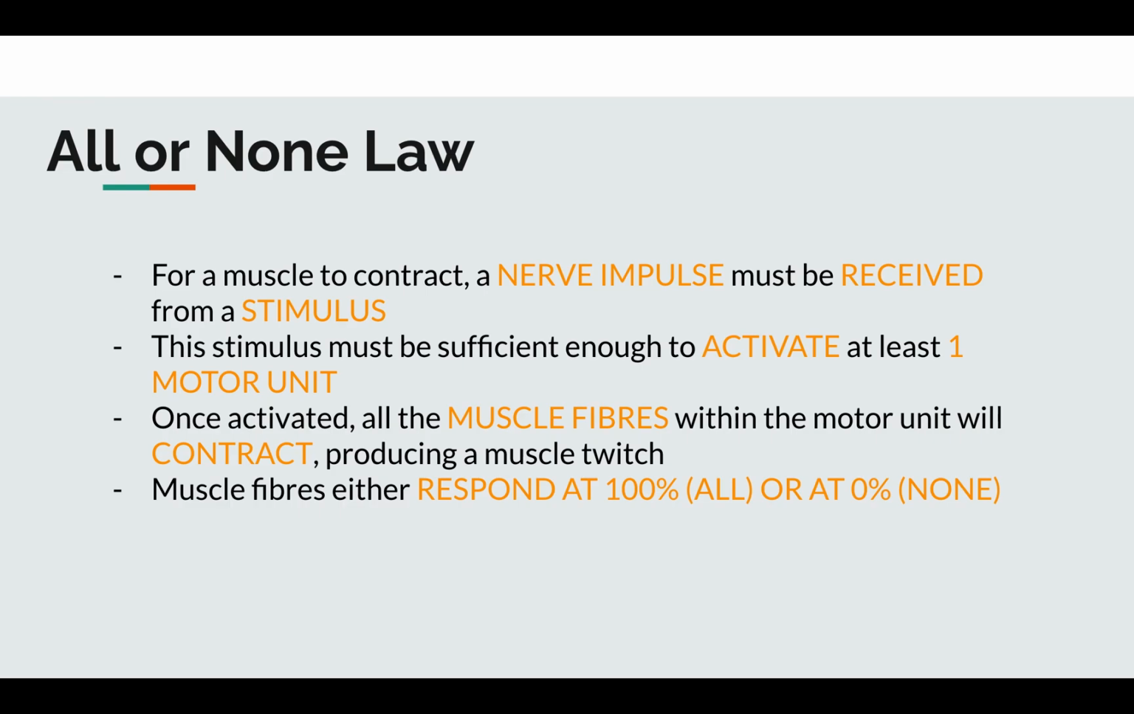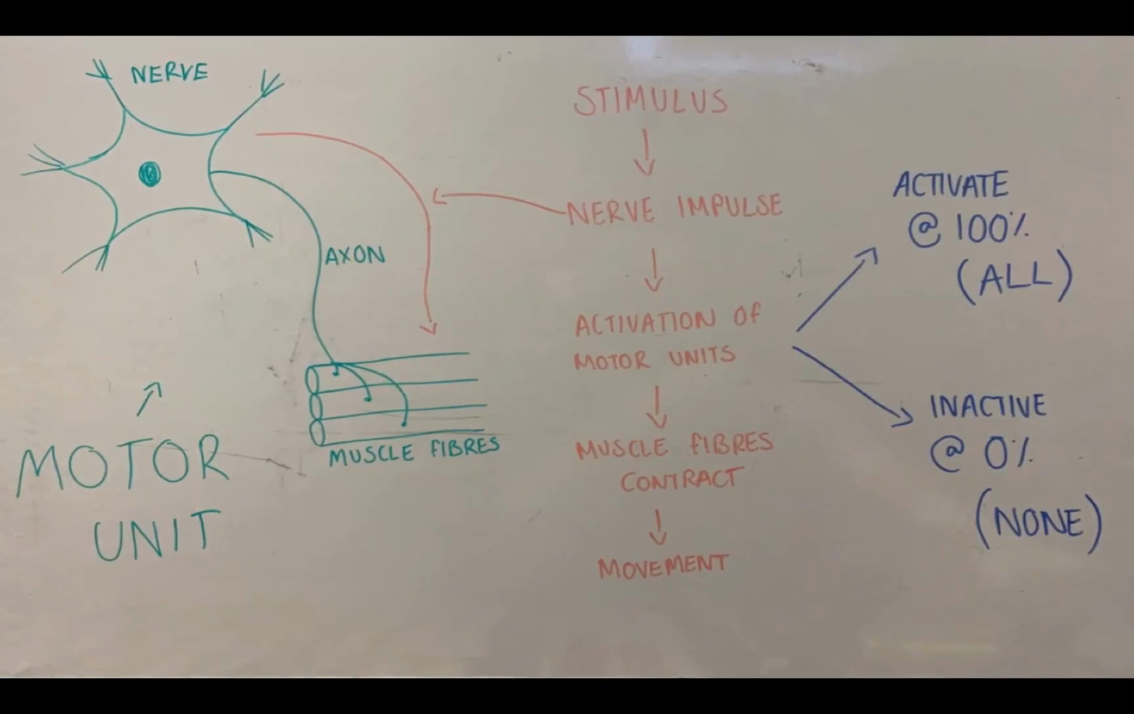These muscle fibers in the motor unit will either respond at 100%, which is your all, or at 0%, which is your none. Looking at this in a little bit more depth, when I talk about a motor unit, this picture here is what I'm speaking about. It's your nerve, which is connected to your muscle fibers via an axon. The nerve to the axon to where it connects to your muscle fibers, this whole process here is known as a motor unit.